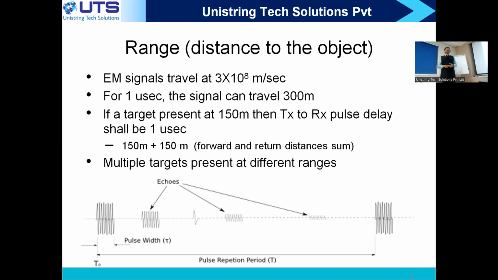So tell me, if it is 10 microseconds, how much will be the target range? If I notice the transmit and receive pulses differ by a 10 microsecond gap, how much is the range? Sorry, 1.5 kilometers. 150 meters into 10, so it is 1500 meters, 1.5 kilometers.